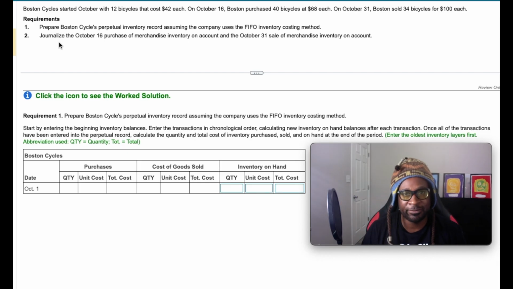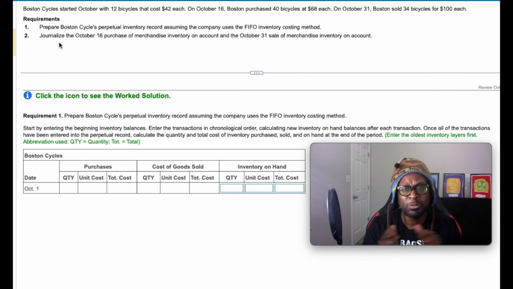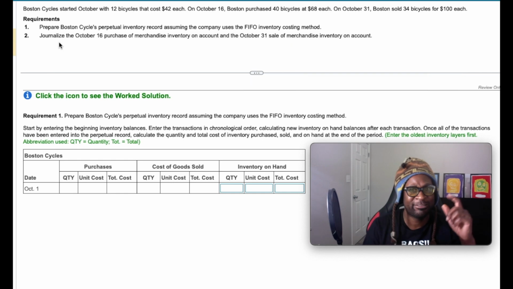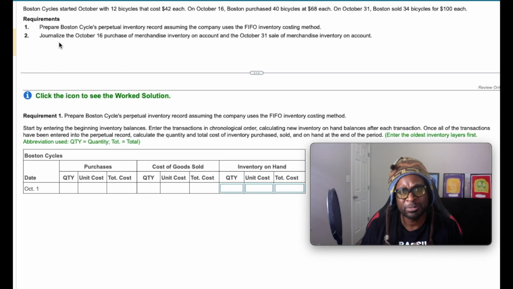So here's the deal, gang. We are dealing with inventory. And we know when we deal with inventory, there are costing methods that will dictate what is the cost of the goods sold that will be reported on the income statement and the cost of the ending inventory that will be reported on the balance sheet. Now, choosing between these particular costing methods has their advantages and disadvantages. However, they will give you different numbers. So for this particular problem, we are using the FIFO method.